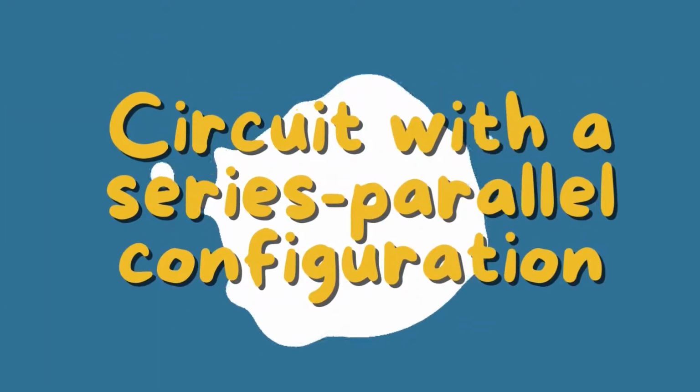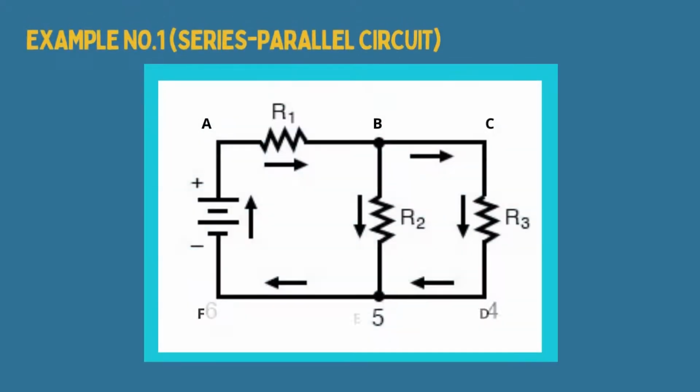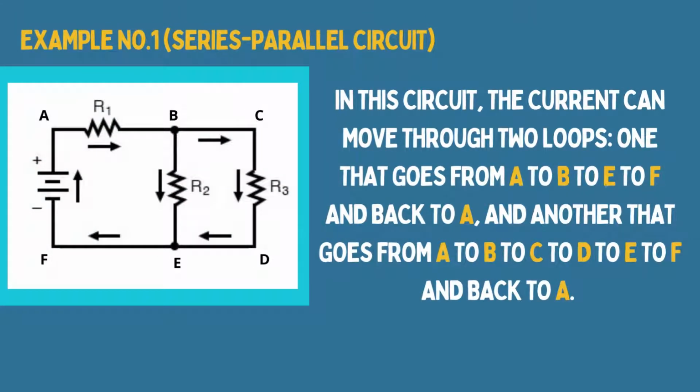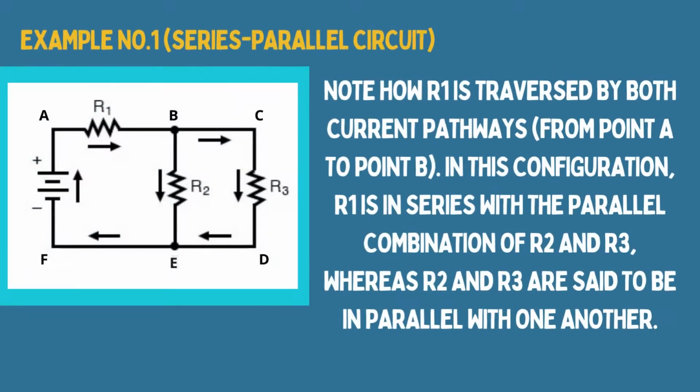Circuit with a series-parallel configuration. In this circuit, the current can move through two loops. One goes from A to B to E to F and back to A, and another goes from A to B to C to D to E to F and back to A. Note how R1 is traversed by both current pathways, from point A to point B. In this configuration, R1 is in series with the parallel combination of R2 and R3, whereas R2 and R3 are said to be in parallel with one another.